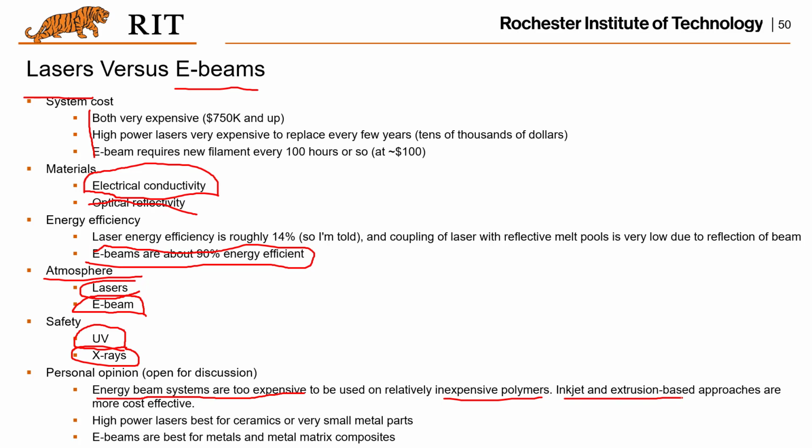Also, some personal opinion, the e-beam systems are very expensive to be used on those polymers. So the inkjet or extrusion-based ones are more safe and cost-effective. I mean, I'm not talking about an e-beam. I'm sorry, it actually is the energy beams, meaning either laser or electron beams, are too expensive to use, right? Also, the high power laser is best for the ceramic and very small metal parts. It's not good for the big ones, as mentioned previously. The electron beams are the best for the metal and metal matrix composite, and that's some of the opinions for you to think about in which scenario you should use what kind of process.